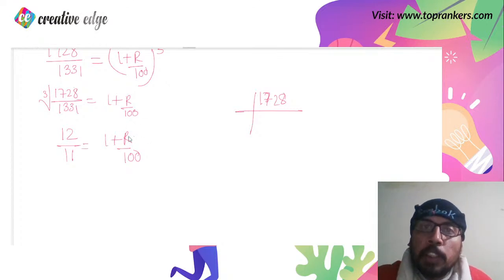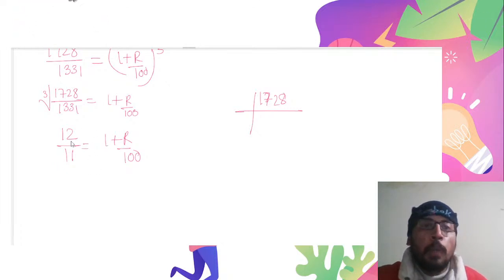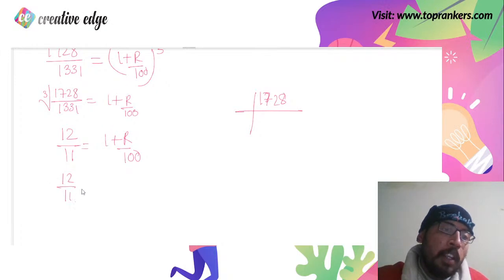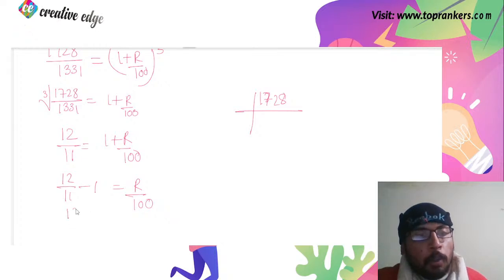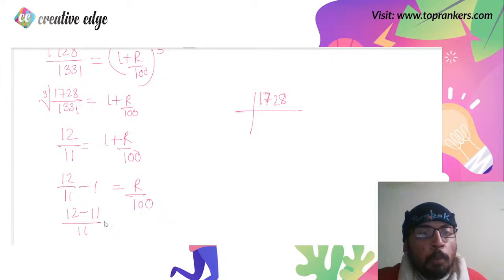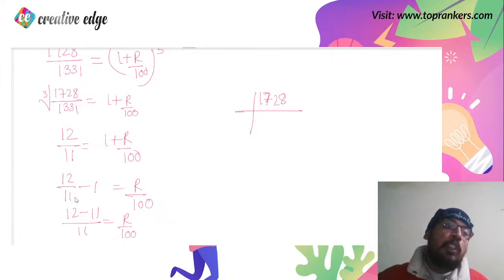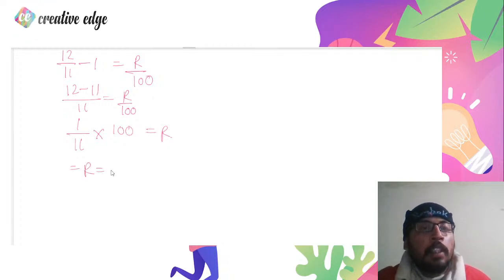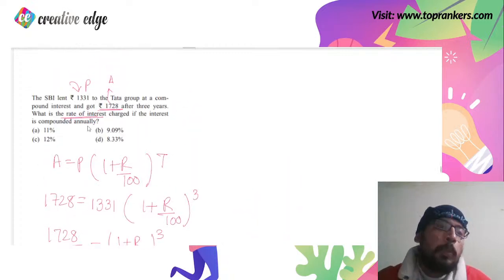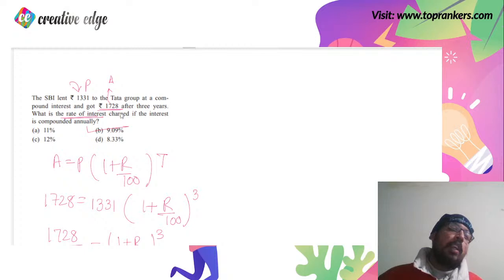So 12 by 11 is basically 1 plus r by 100. I will be shifting this 1 to the LHS again, so it will be 12 by 11 minus 1 is equal to r by 100. So it will be 12 minus 11 by 11 is equal to r by 100. So this is going to be 1 by 11. 100 will be shifted to the LHS, so it is equal to r. So r is basically 9.09%. I hope this is mentioned in the options. So yes, it is option number B here. This is one of the approaches.